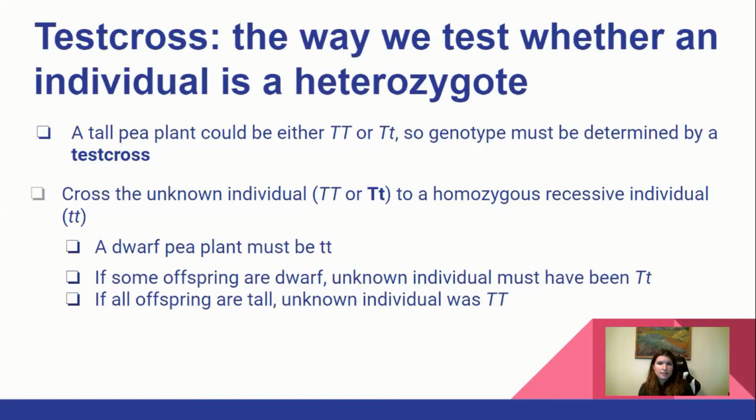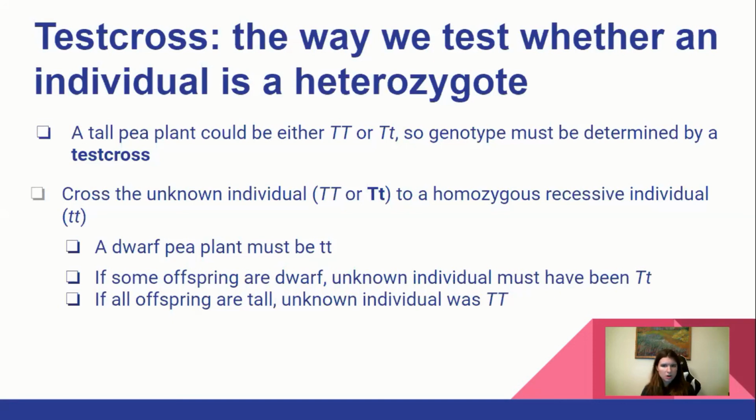So a thing we might want to do, if we don't know the exact genotype of an individual, we just know they have the dominant trait. So they might be homozygous dominant, but they might be heterozygous. We do what's called a test cross. A test cross is when we take an individual with the dominant phenotype, and in order to figure out their genetics, we cross that dominant phenotype individual with a homozygous recessive individual.